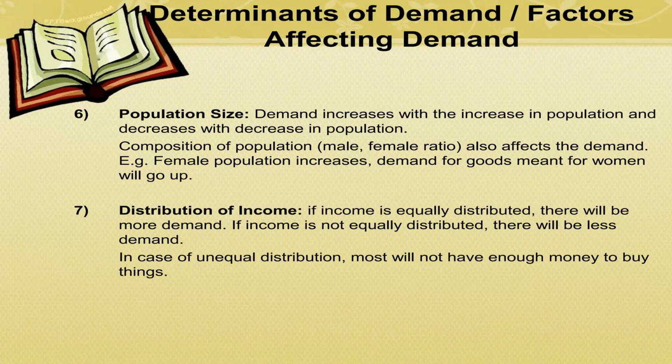Next, we have distribution of income. Unequal distribution has an impact on the demand. In case of unequal distribution, most people will not have enough money to buy things. If income is equally distributed, then there will be more demand. If income is not equally distributed, then the demand will be less.